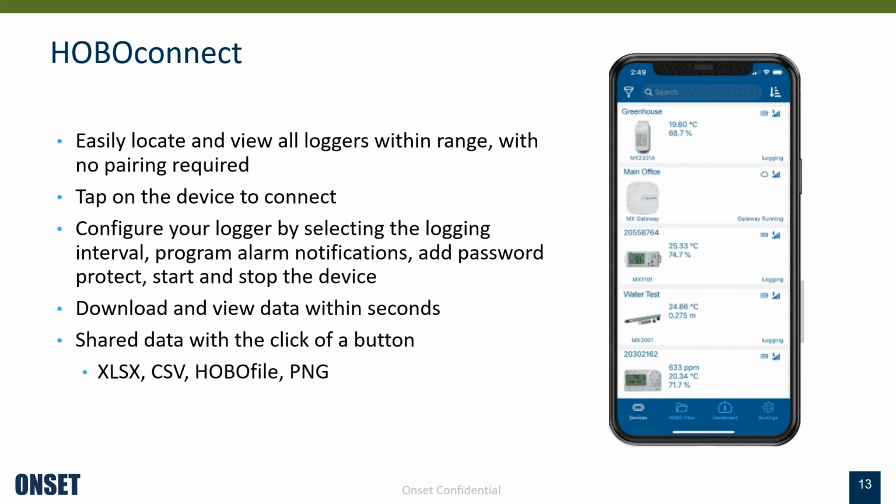To download and view your data, you're going to open that app up on your phone again, tap on the data logger you're interested in seeing. You can grab that data file and send it or share it to an Excel file, a CSV, a HOBO file, or you can just send a picture.